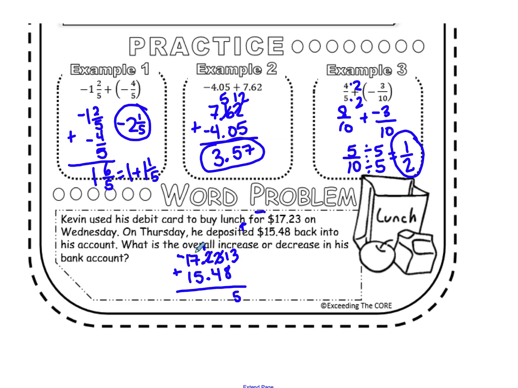1 minus 4 takes me into the negative, so I'm going to borrow again. That 7 becomes a 6. This 1 becomes an 11. 11 minus 4 is 7. Bring down the decimal point. 6 minus 5 is 1. 1 minus 1 is 0. I have more negatives than positives, so my answer is going to be negative. And story problems always need a label. So here, that's going to be a negative $1.75. So that's going to end up being a decrease in his bank account.